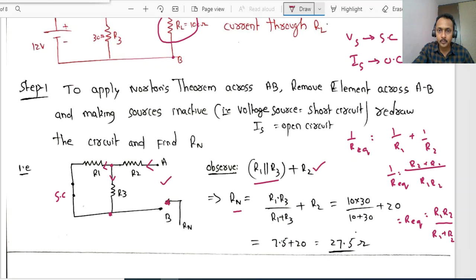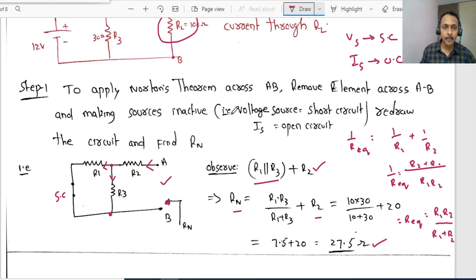R1 parallel to R3. So R1 into R3 by R1 plus R3 plus R2, because this parallel combination is again in series with R2. So 10 into 30 by 10 plus 30, plus 20. We will get 27.5 ohms. Now this is our Norton's equivalent resistance.